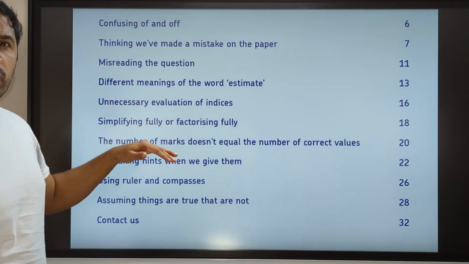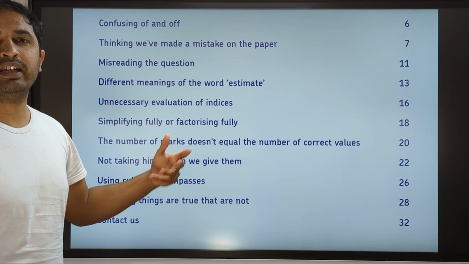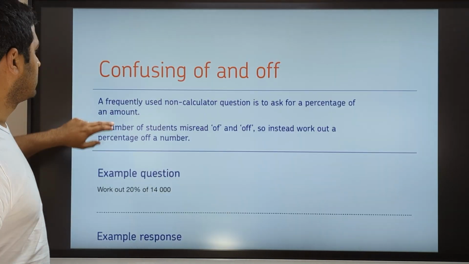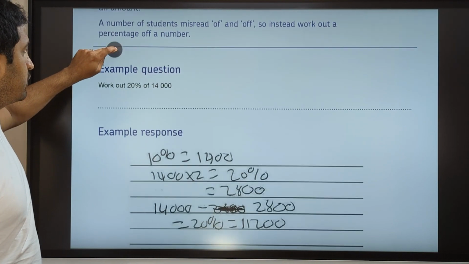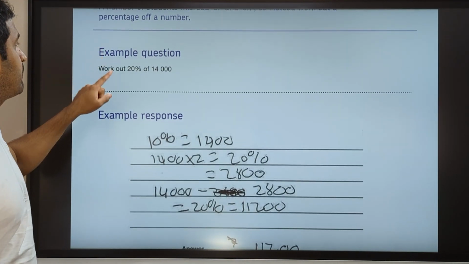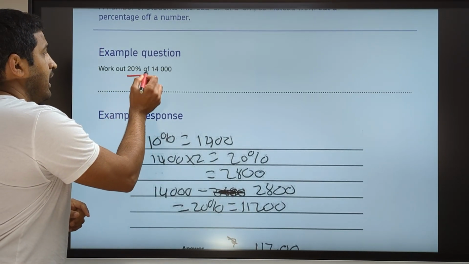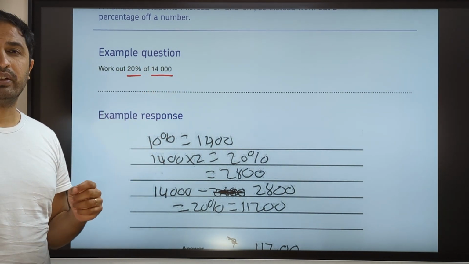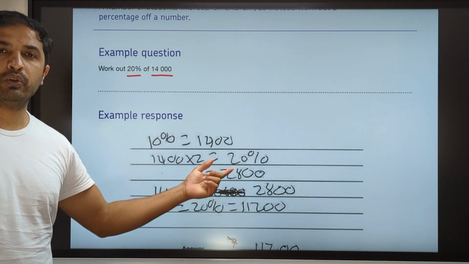Let's just get through that quickly and then see how you can avoid these mistakes when you sit the exams. So the first one, generally a question comes up like this. Okay, work out 20% of 14,000. The majority would be able to do that very quickly.